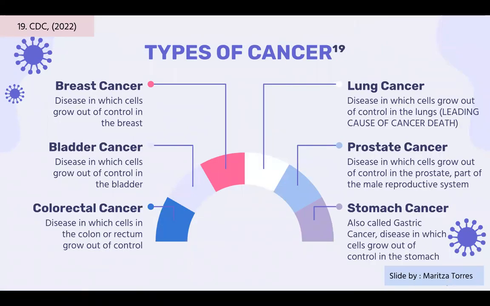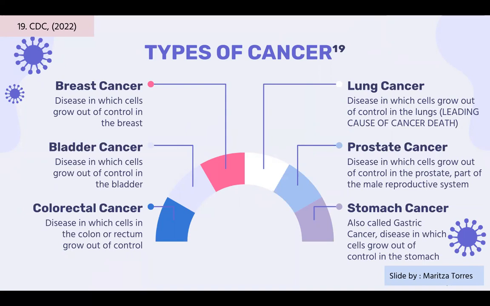There are also types of cancer known as breast cancer, bladder cancer, colorectal cancer, lung cancer, prostate cancer, and stomach cancer, all of which you can reference by certain sections based on the names. Stomach cancer is obviously cells growing out of control in the stomach. Prostate cancer is found in part of the male reproductive system.